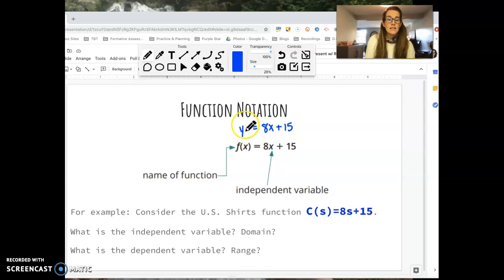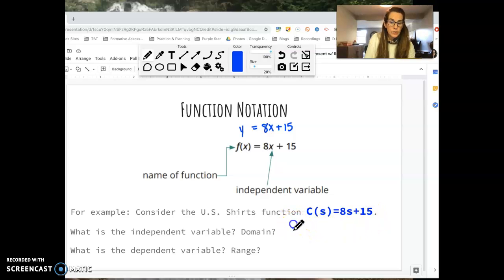Okay, so it's taking this output value, instead of writing it with a y, we're now naming it using this function notation, f of x. Okay, so f of x is one whole thing together. It's not just the name of the function f, but it's f of x. It tells you both your output and it tells you the variable that you're operating on inside your function. All right, your independent variable. So what is the independent variable in this shirt function, c of s equals 8s plus 15?